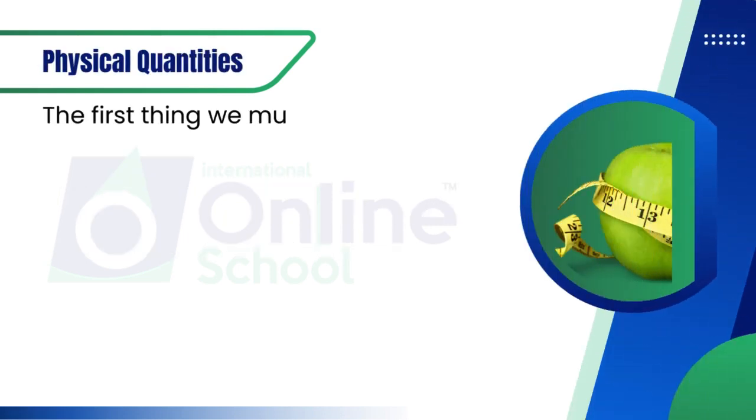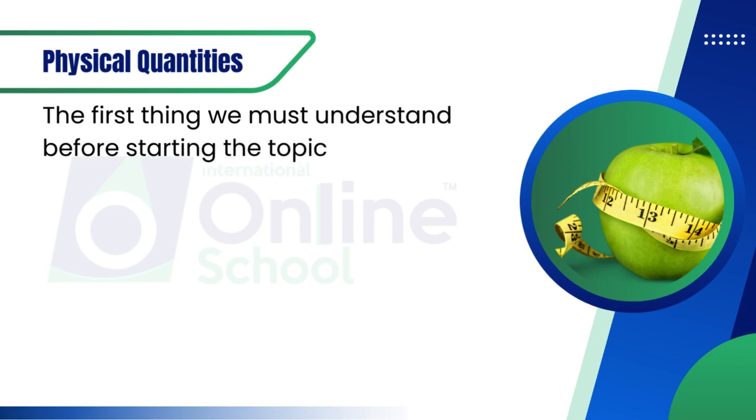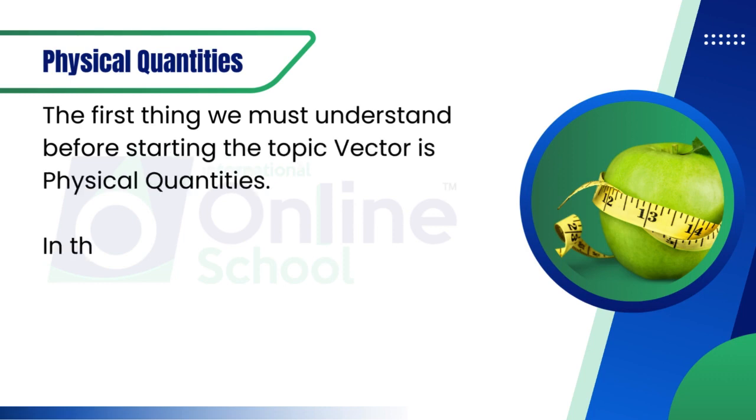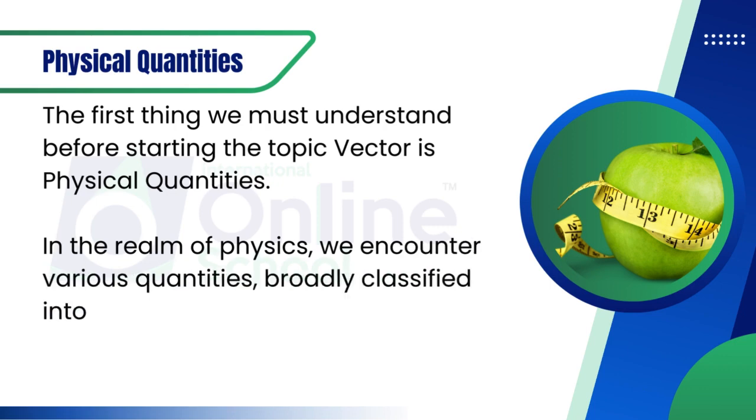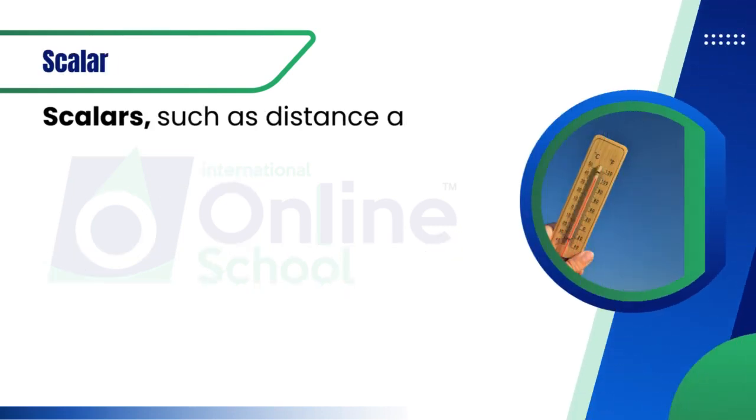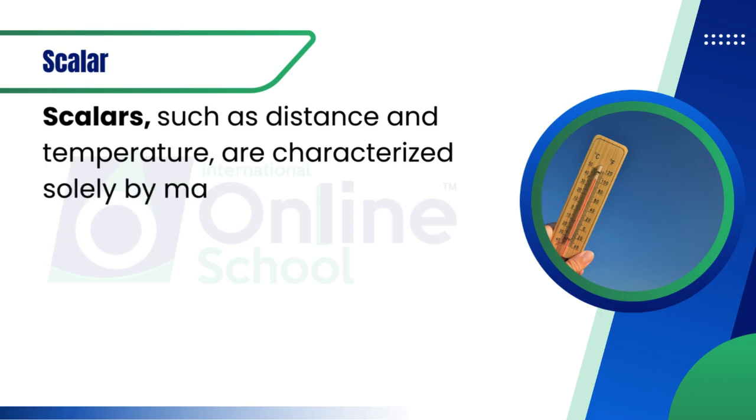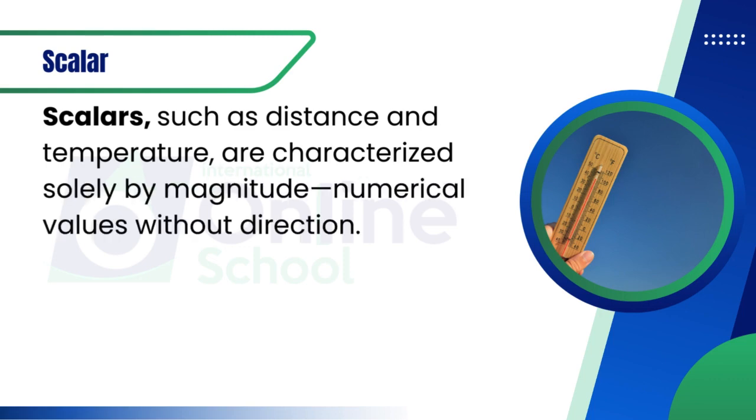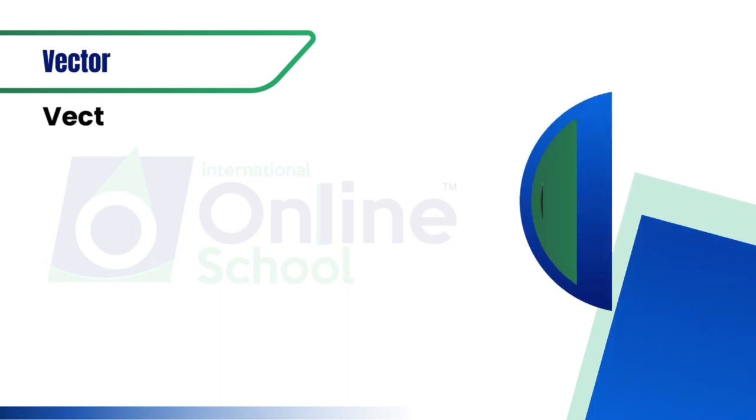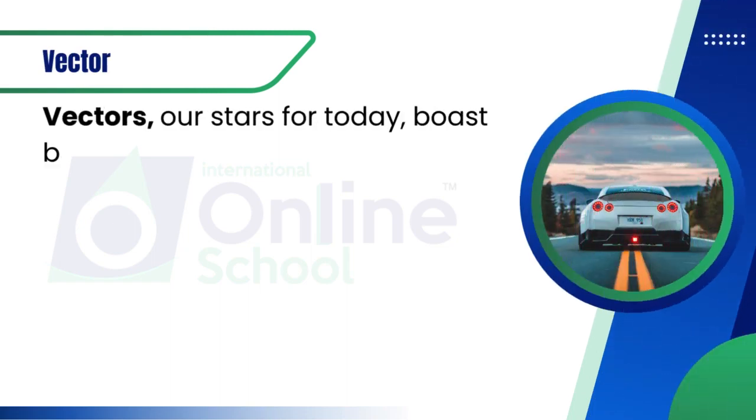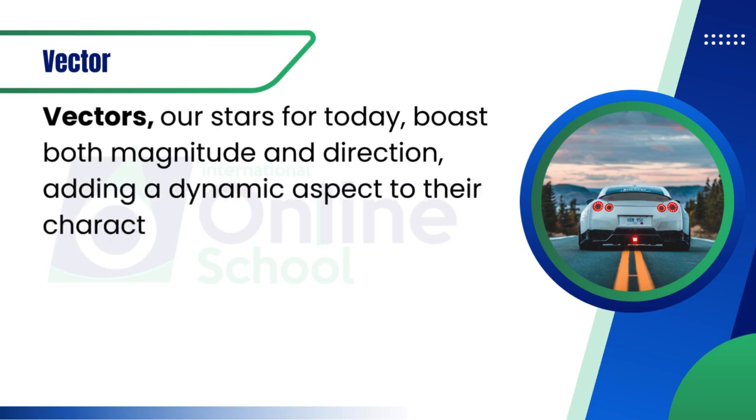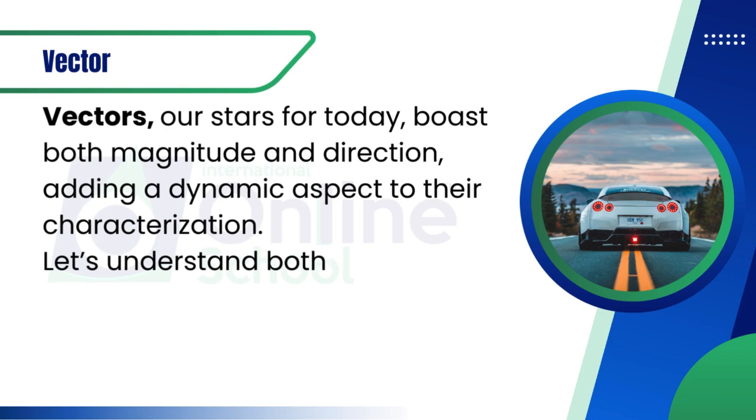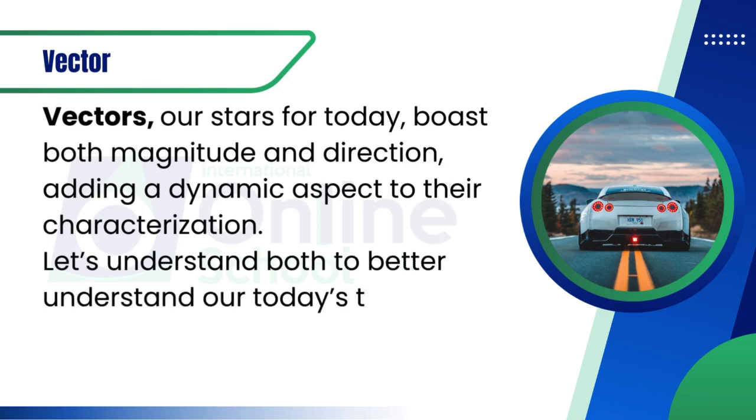The first thing we must understand before starting the topic vector is physical quantities. In the realm of physics, we encounter various quantities, broadly classified into scalars and vectors. Scalars, such as distance and temperature, are characterized solely by magnitude, numerical values without direction. Vectors, our stars for today, boast both magnitude and direction, adding a dynamic aspect to their characterization. Let's understand both to better understand our today's topic, vector.